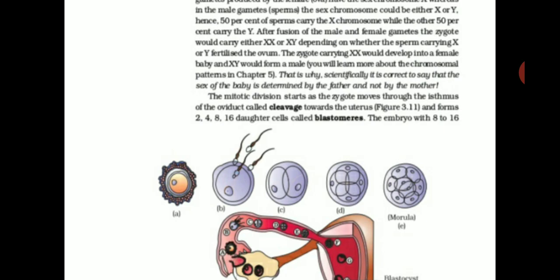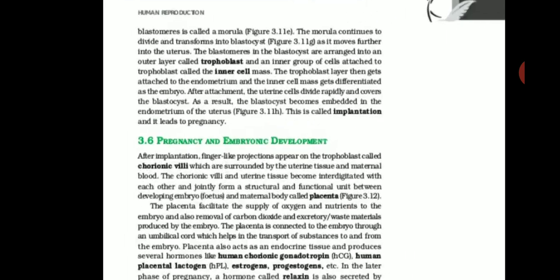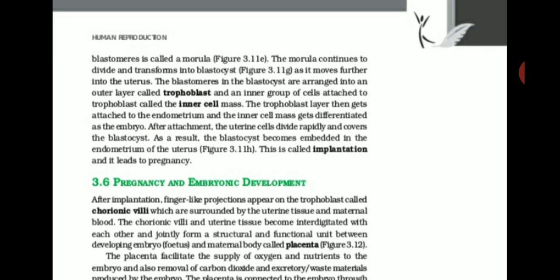The mitotic division starts. The zygote moves through the isthmus of the oviduct, called cleavage, towards the uterus and forms 2, 4, 8, 16 daughter cells called blastomeres. The embryo with 8 to 16 blastomeres is called morula. The morula continues to divide and transforms into blastocyst. As it moves further into the uterus, the blastomeres in the blastocyst are arranged into an outer layer called trophoblast and an inner group of cells attached to the trophoblast called the inner cell mass. The trophoblast layer then gets attached to the endometrium and the inner cell mass gets differentiated as the embryo.